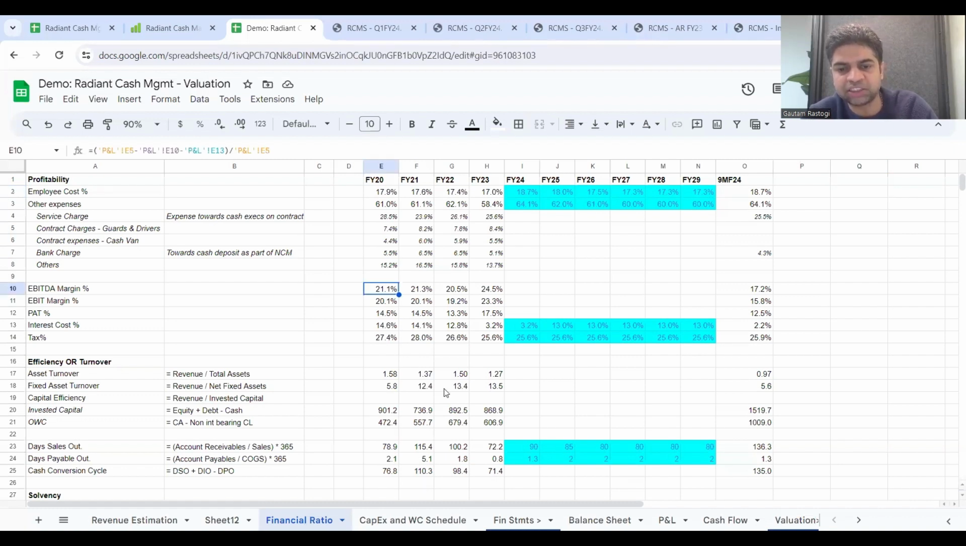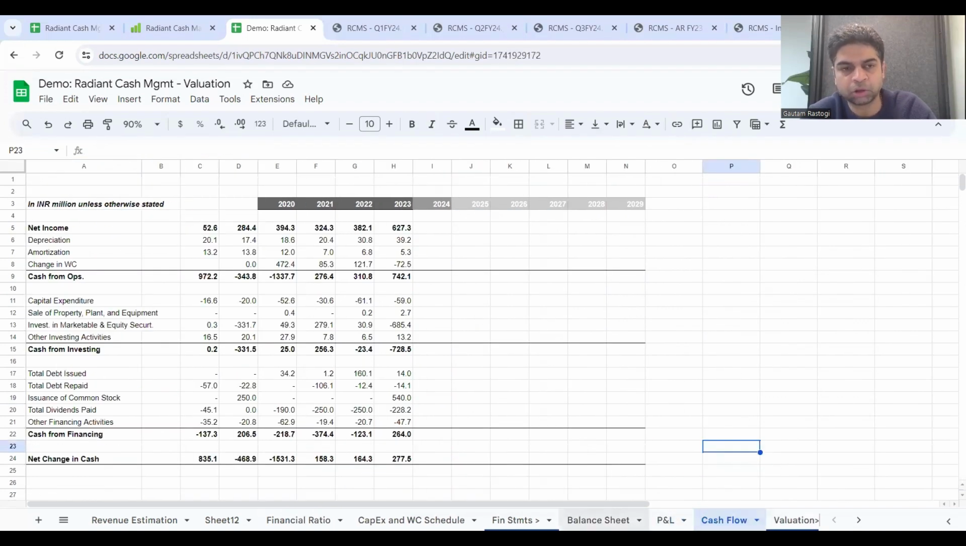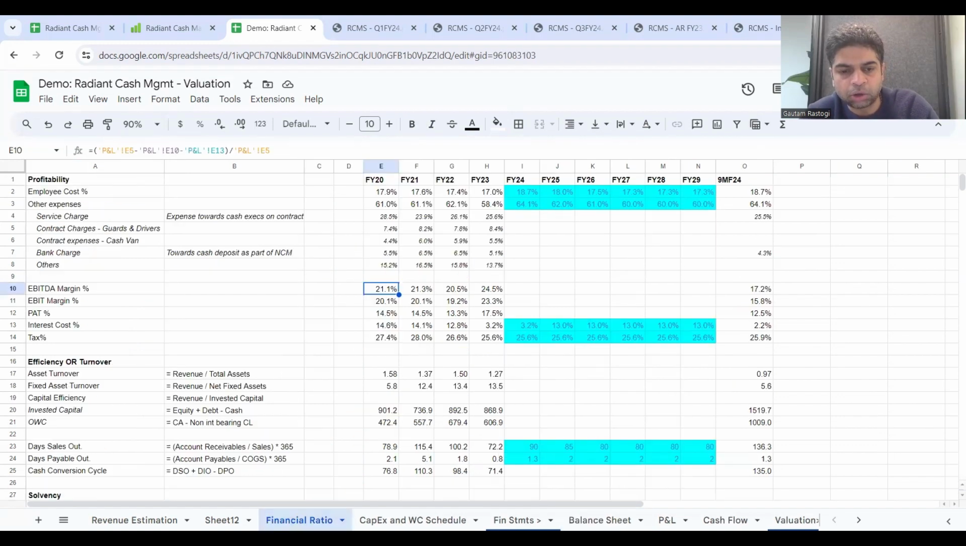See, what I've done is some pre-work ahead of time. Let me just move this up. I have pulled in the financial statements, balance sheet, P&L, and cash flow from the past few years, and also pulled in the financials they reported for 9 months of this FY24, this fiscal year. और मैंने financial ratios भी उनके estimate किए हुए हैं ahead of time.